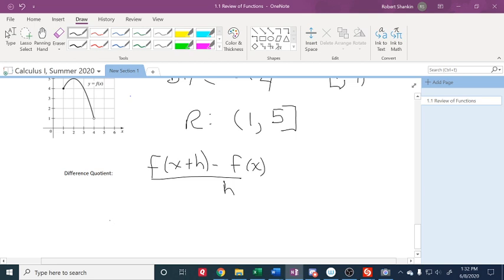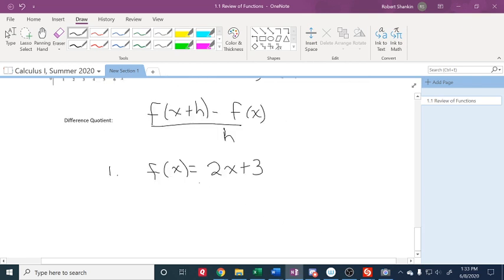And we could find the difference quotient for a bunch of different functions. If f of x is equal to 2x plus 3, we might be asked to find the difference quotient for that. Now, if I was a student in this class, at this point I'd be a little bit lost. I'd say, well, what in the world does this expression mean? And how can we find it for a particular function?